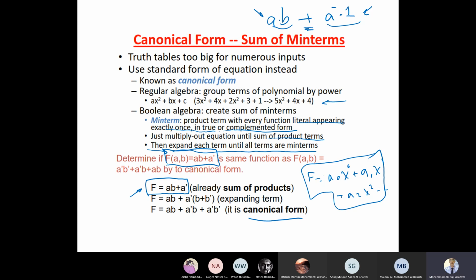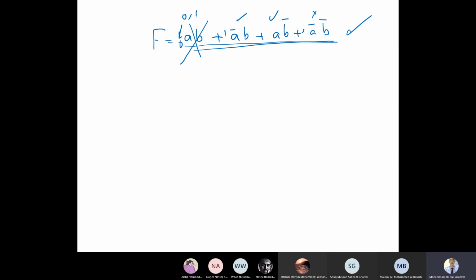So let's see. I have F equals AB plus A prime. What do you call this? Sum of product. Okay? But they are not canonical. How to convert them? See, we have two variables. This term includes A and B, but this one includes only A. So how to convert it? I will multiply it, or AND it, with 1. I have no problem if I do ANDing with 1.